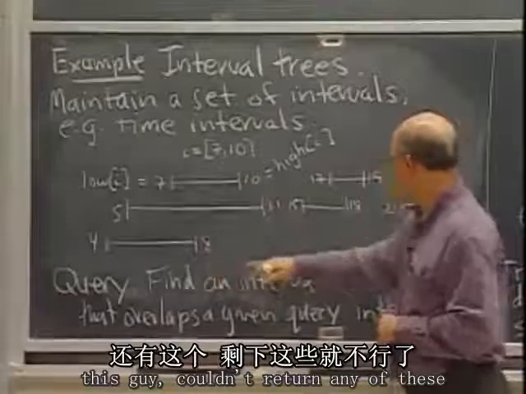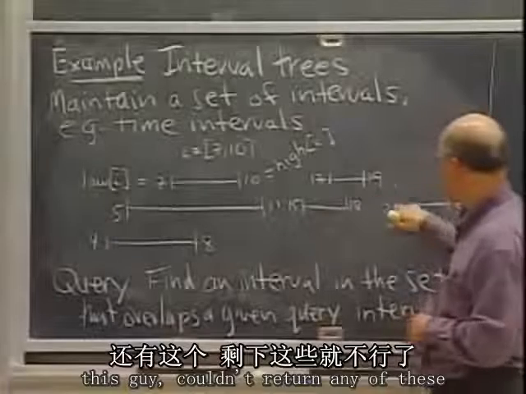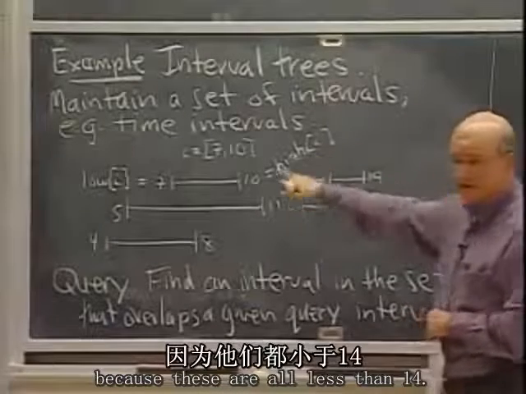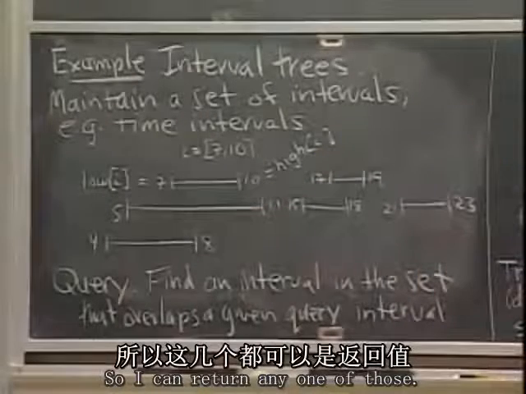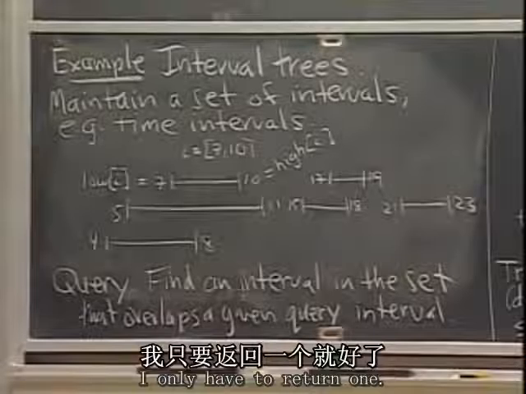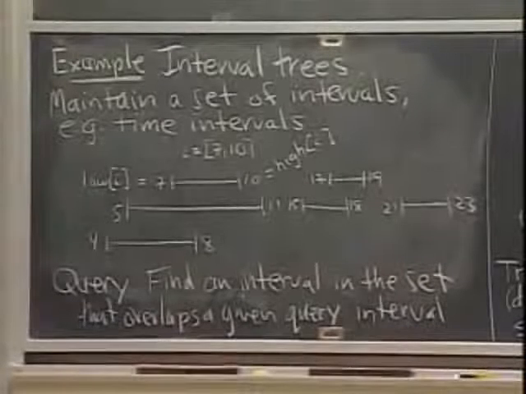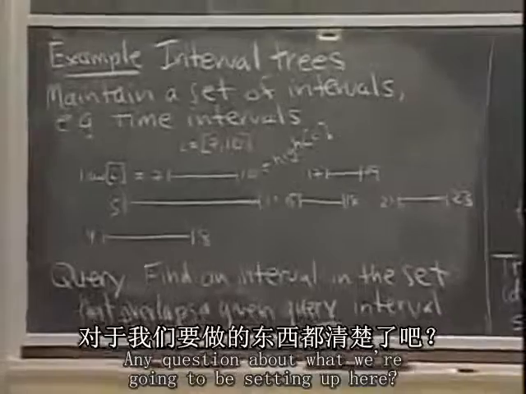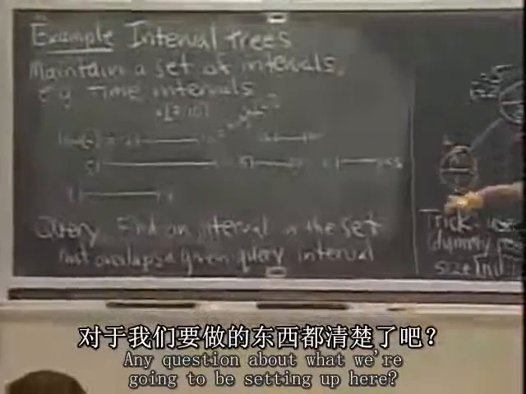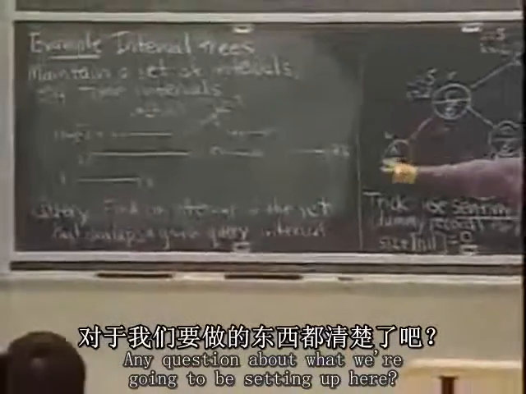This guy couldn't return any of these because these are all less than 14. So whatever, I can return any one of those. I only have to return one. Just have to find one guy that overlaps. Okay? So any question about what we're going to be setting up here?